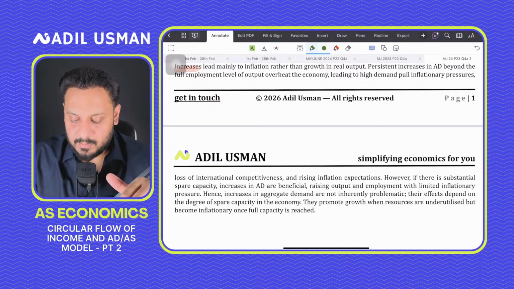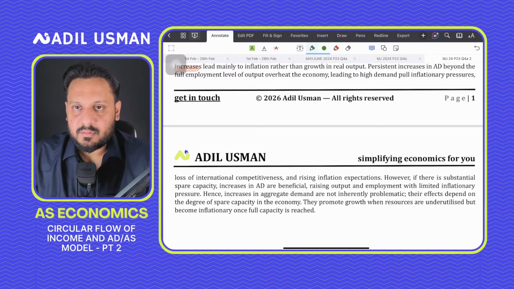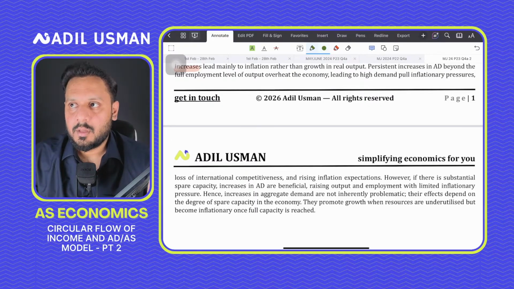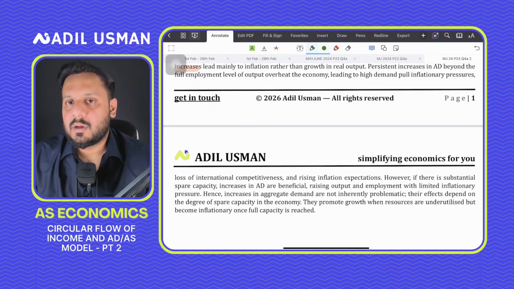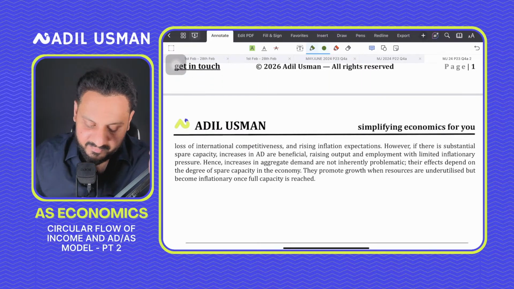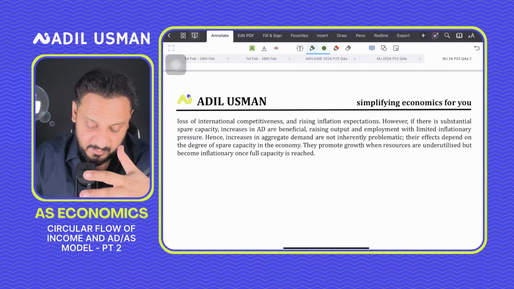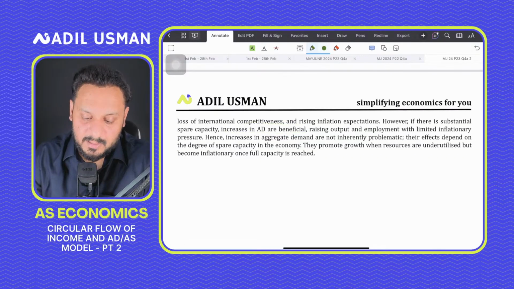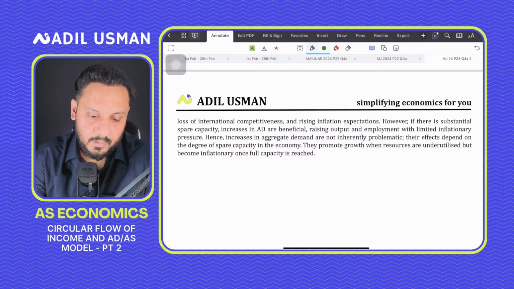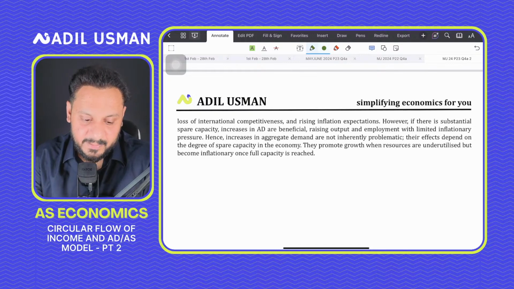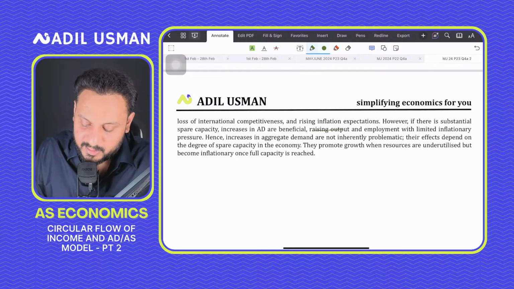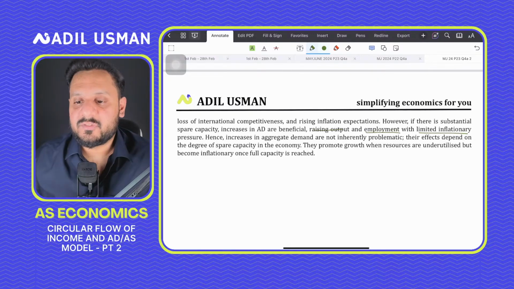But not always. It's not going to be a problem. A rise in AD beyond full capacity is a problem, but a rise in AD below full capacity is not a problem. Because if you have substantial spare capacity, increase in AD are beneficial. ये बताना है आपको कि वो प्रॉब्लम नहीं है, बेनिफिशियल है. ठीक है, इट्स बेनिफिशियल. It's not a problem, it's actually beneficial. Got it? Because it will raise output and it will raise employment as well with limited inflationary pressure.